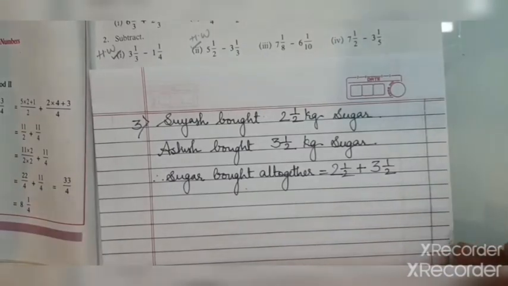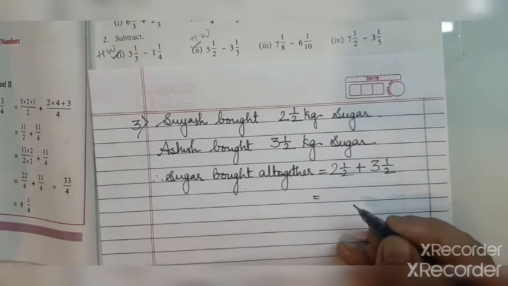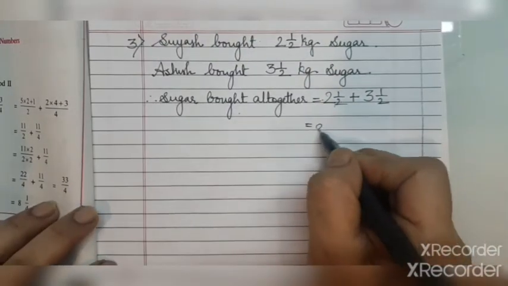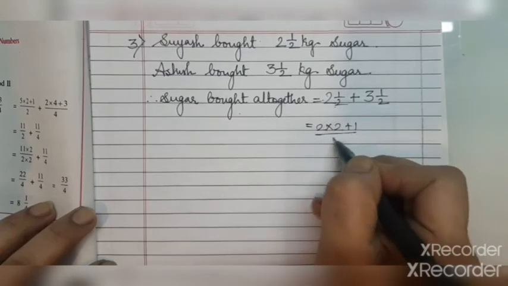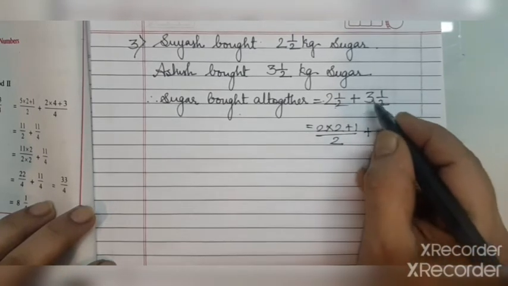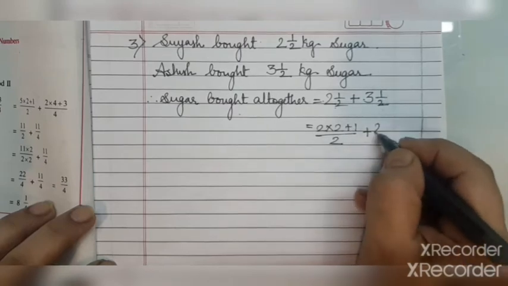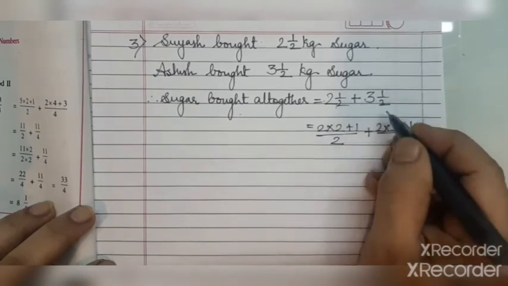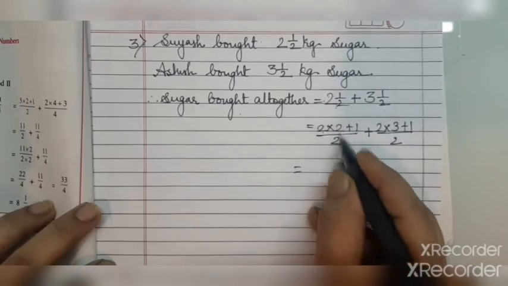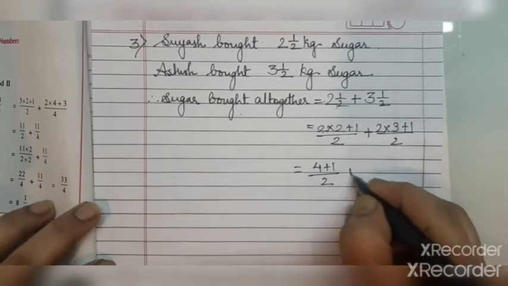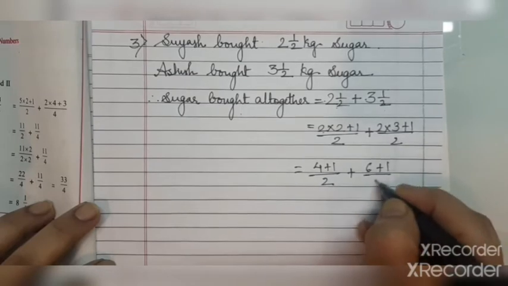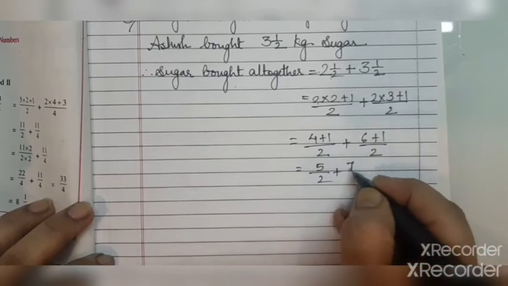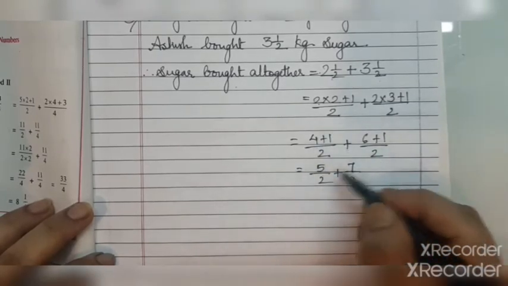Okay. So now again there are two methods. Any one method you can choose. So I will choose the second method, that is 2 into 2 plus 1 upon 2, plus 2 into 3 plus 1 upon 2. This multiplied by this here plus this upon this. So the answer is 2 2s are 4 plus 1 upon 2 and 2 3s are 6 plus 1 upon 2. So it is 5 upon 2 and 7 upon 2. 4 plus 1 is 5 and 6 plus 1 is 7.